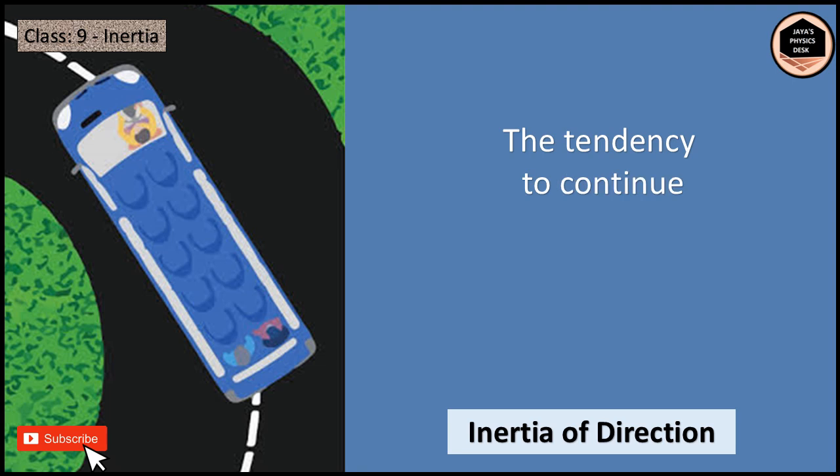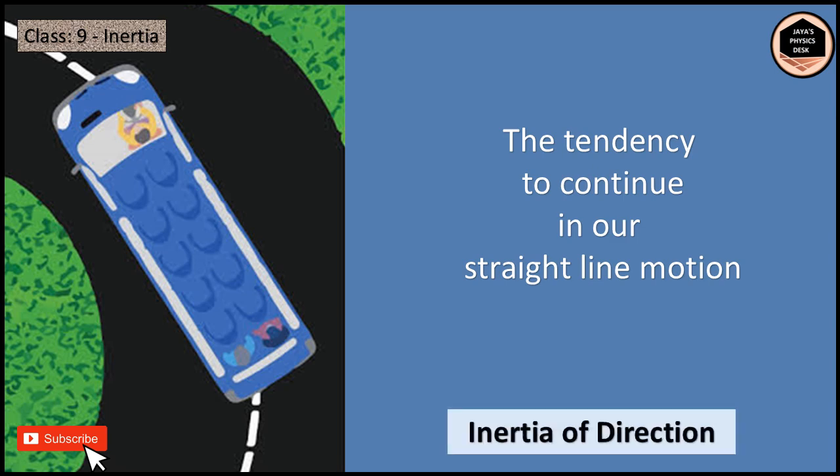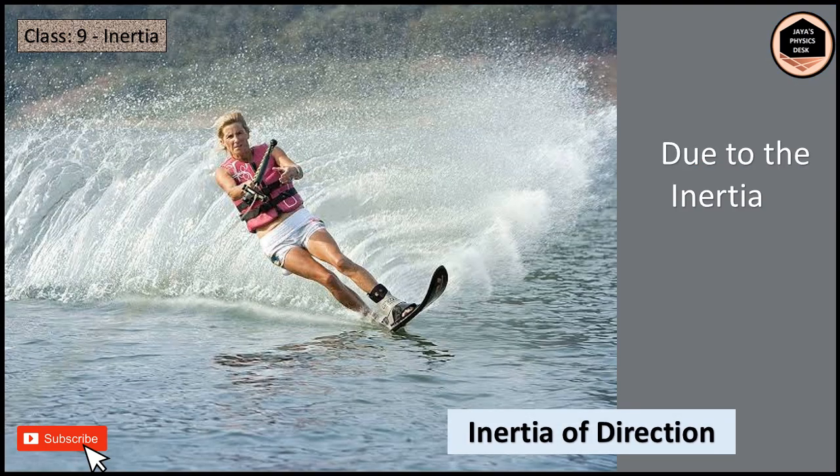We have a tendency to continue in our straight line motion. When an unbalanced force is applied to change the direction of motion of the motor car, we slip to one side of the seat due to the inertia of direction of our body.